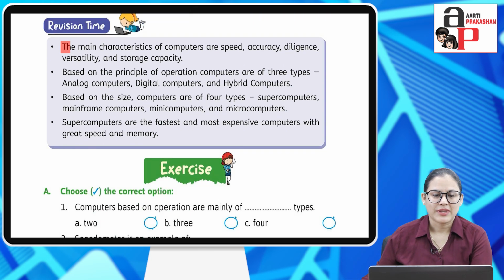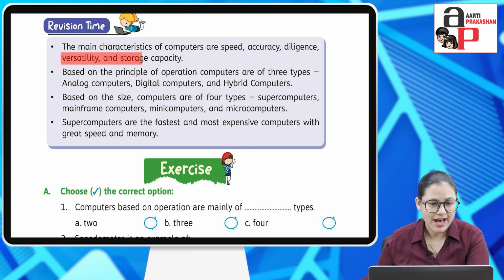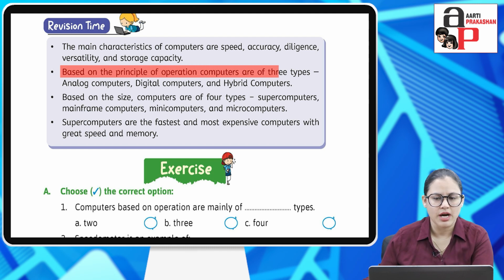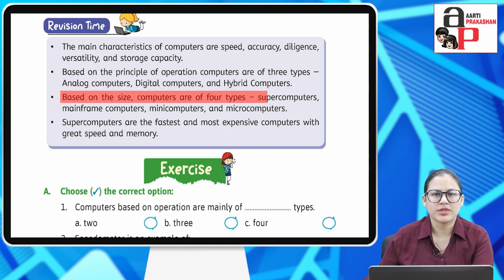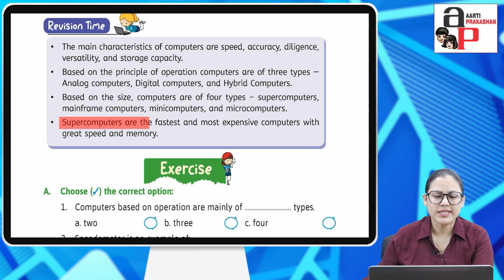Revision time. The main characteristics of computers are speed, accuracy, diligence, versatility, and storage capacity. Based on the principle of operation, computers are of three types: analog computers, digital computers, and hybrid computers. Based on the size, computers are of four types: supercomputers, mainframe computers, mini computers, and microcomputers. Supercomputers are the fastest and most expensive computers with great speed and memory.